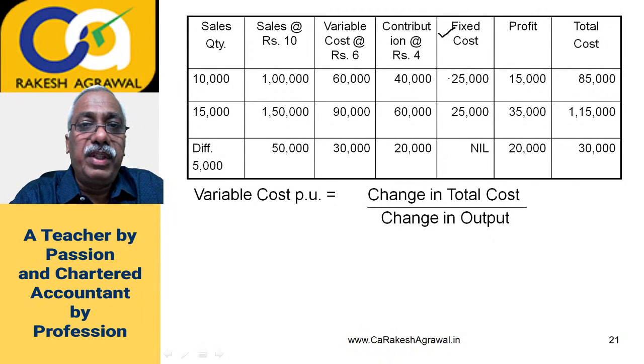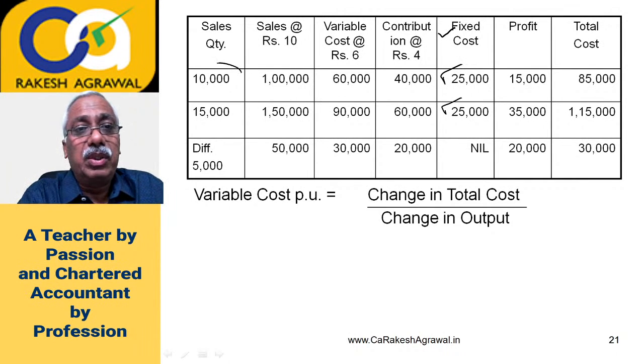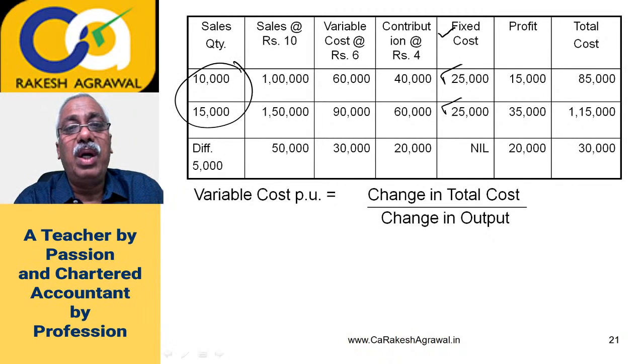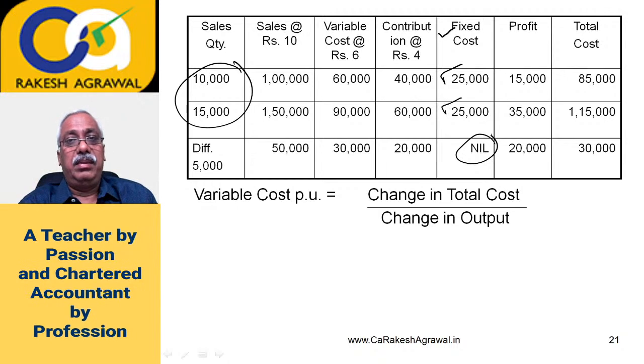I'm assuming total fixed cost as 25,000. My dear friends, it will remain the same because fixed cost doesn't change with change in output. This quantity has changed, but fixed cost will not change. So the difference in fixed cost is nil. Differential fixed cost is nil.